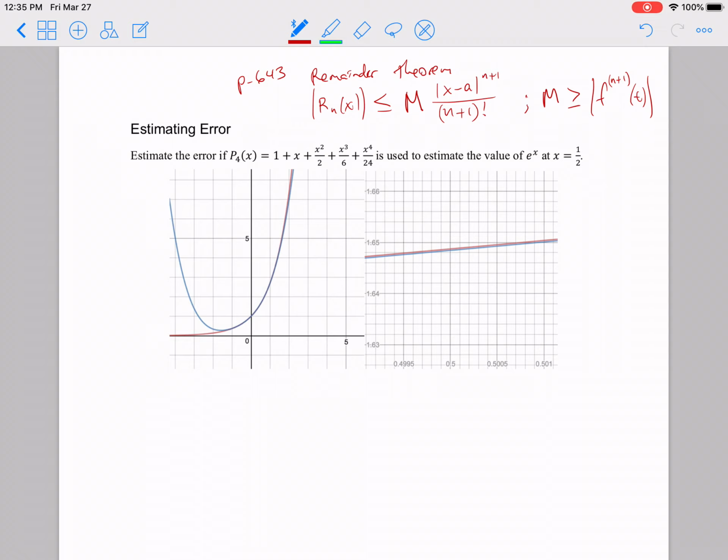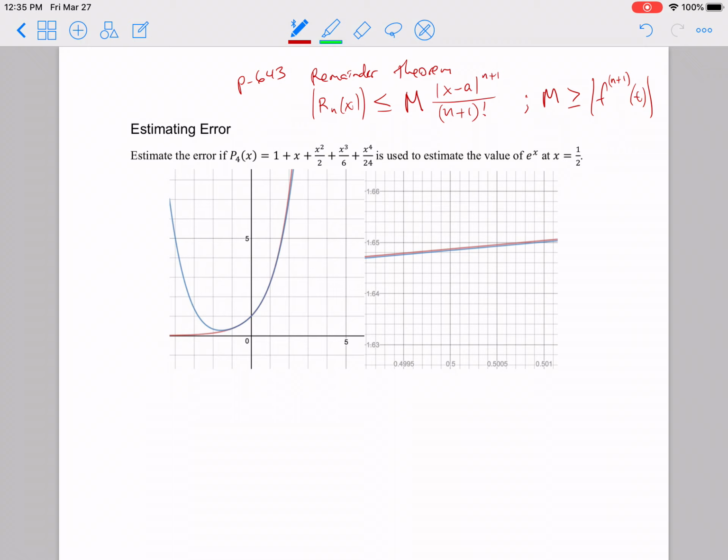And so, where t is any value between x and a, t is anything in between there. It's greater than any of them. So if your values in there never go above 5, you could pick a million, but you're not going to get a very good estimation. So you'd probably want to find the exact maximum. If the exact maximum is 5, then you're going to want to use that for m.